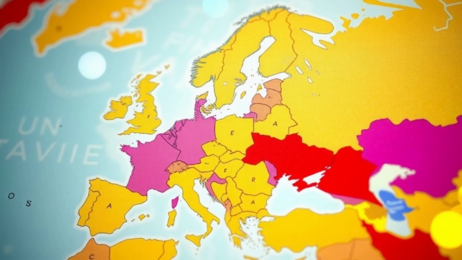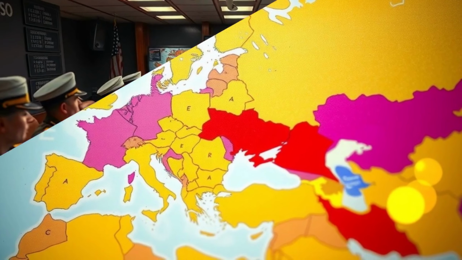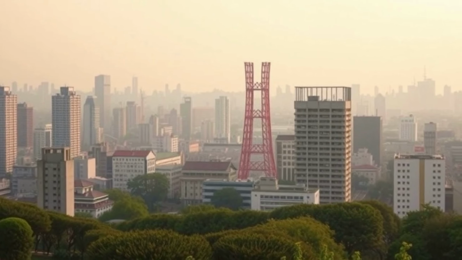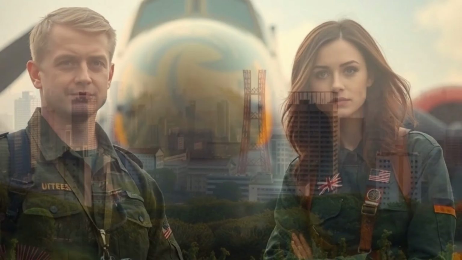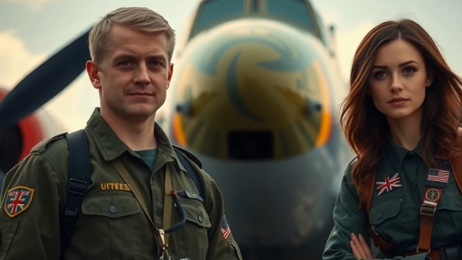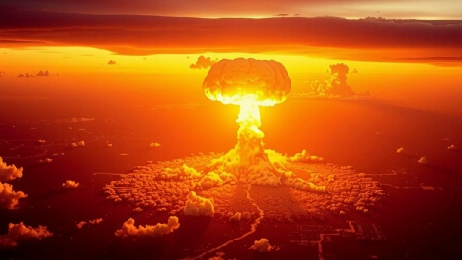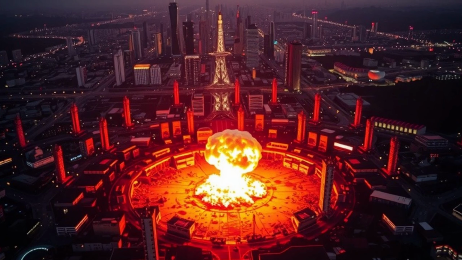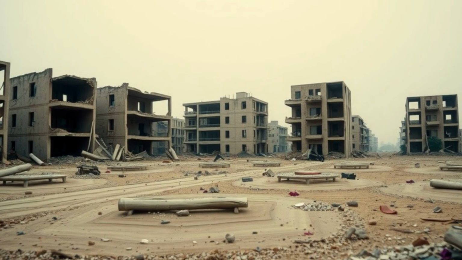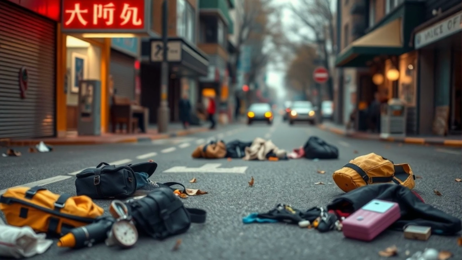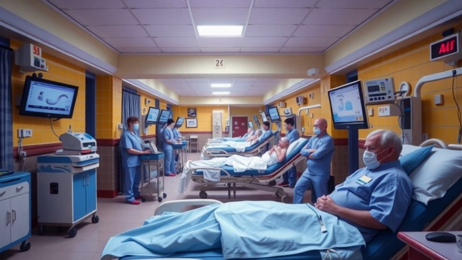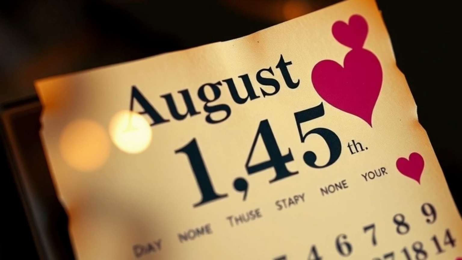The war in Europe is over, but the Pacific theater continues to rage as Japan refuses to surrender. August 6 and 9, 1945, in an effort to bring a swift end to the war, the United States drops 2 atomic bombs, first on Hiroshima on August 6th and then on Nagasaki on August 9th. The devastation is unprecedented, with tens of thousands killed instantly, and the long-term effects of radiation linger for generations.